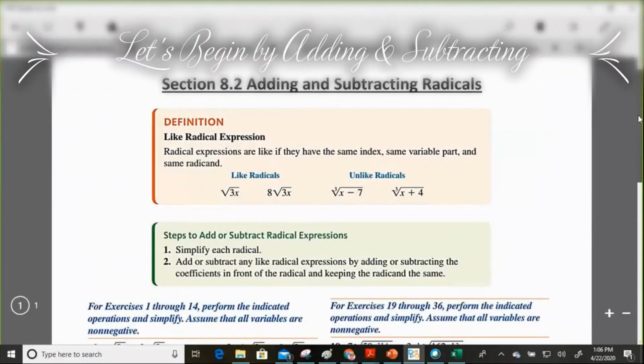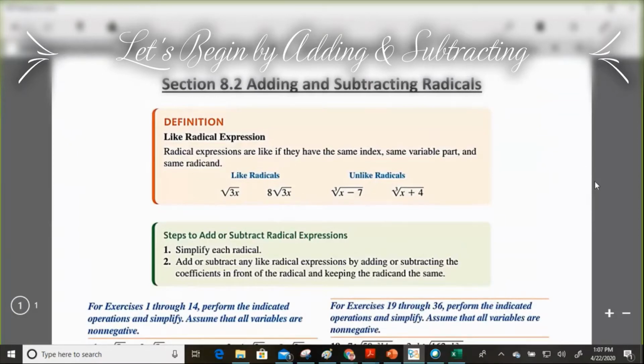Let's look at a few things about the definitions. This was pulled straight from your textbook. The only time you can add these things is if the radicals match. You'll see in the first one, the 3x and the 3x match. And in the second one, you have x minus 7 and x plus 4. They don't match. So as long as the inside matches, you can add or subtract them.